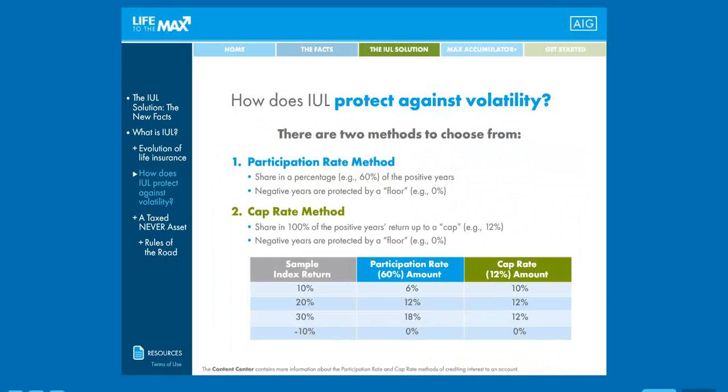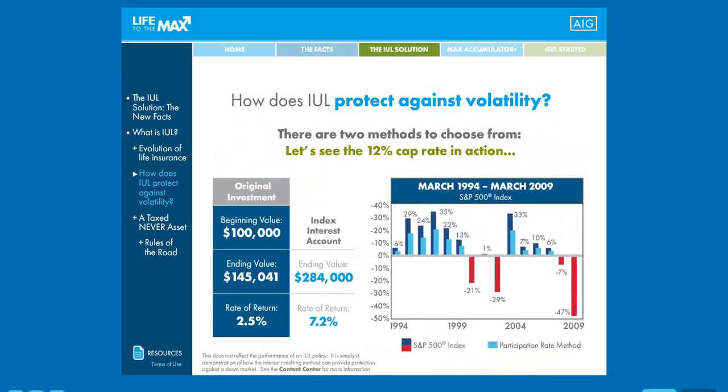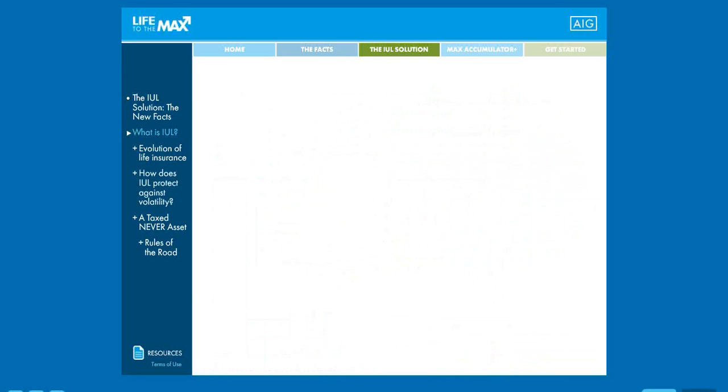Now, the more popular indexing method is actually using a cap rate. And we'll see that here in this next example. With a cap rate, let's say in this case 12%, you're going to get whatever the market does positively up to 12%. After that, you're not going to get any more. You're never going to participate in the downside, though. So given the same scenario, if you had a 12% cap, at the end of that time period, you're going to see a 6.7% rate of return on your money. Still pretty good. Which one is better? Well, who knows? In any given time period, the participation rate or the cap rate might look a little better than the other.